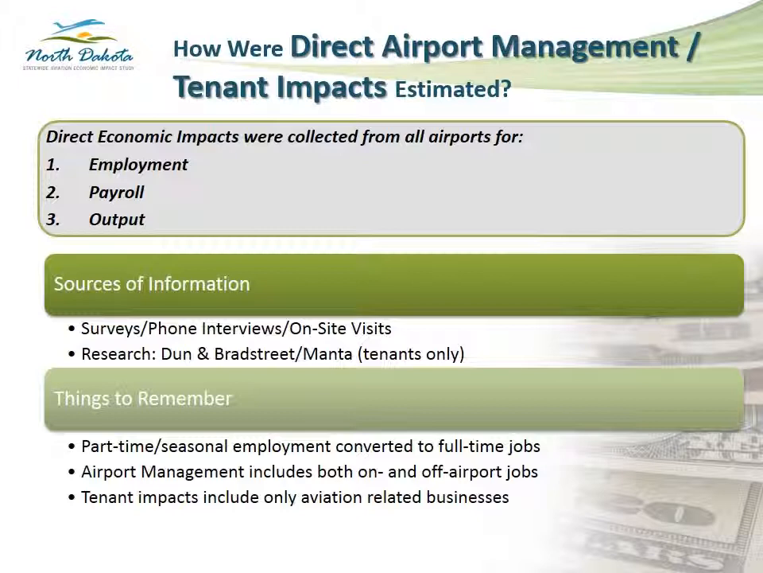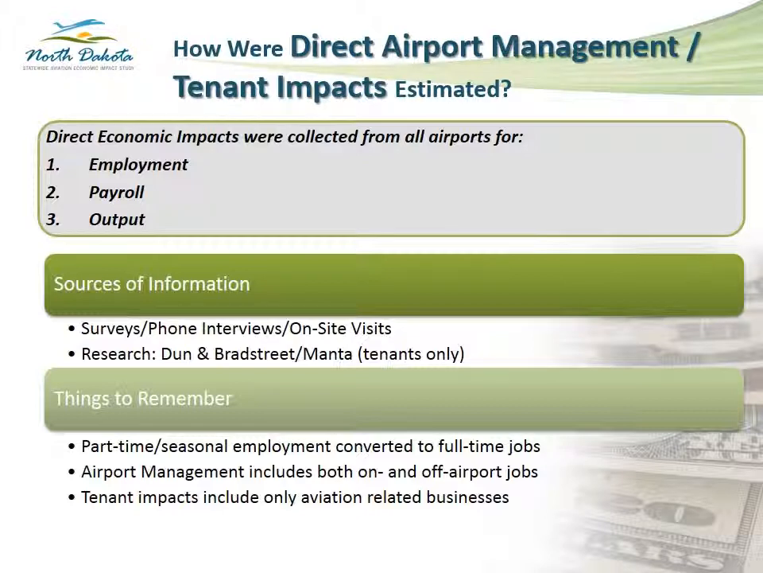Just to refresh, for airport management and airport tenants, direct impacts were collected for jobs, payroll, and output. As a reminder, output for both categories is equal to annual purchases of goods and services to support the airport or the business. For both categories, direct employment, payroll, and output were collected using surveys and interviews that were conducted specifically for this study. All direct impact data for each airport came from a North Dakota airport representative.